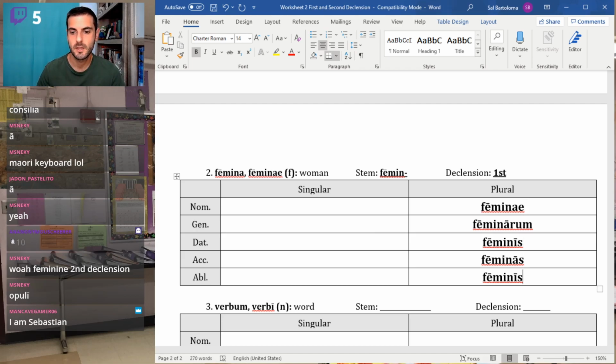Right? When we do the ablatives over here, we've got femina, feminam, feminae, feminae, and femina.